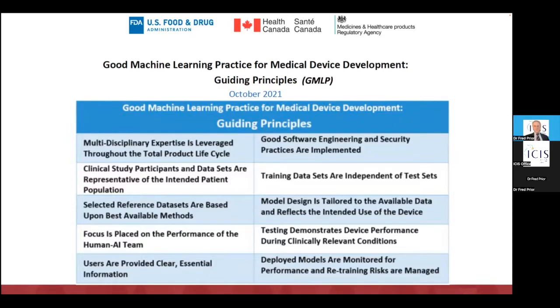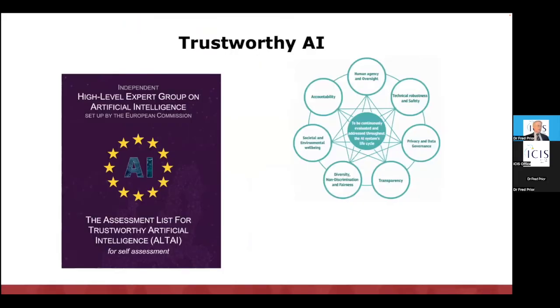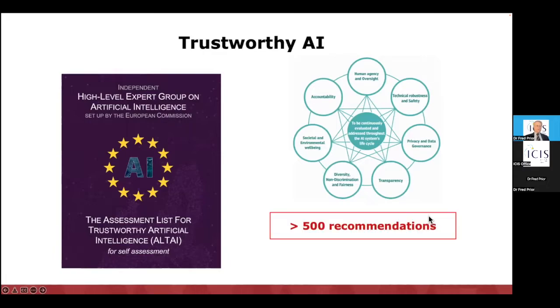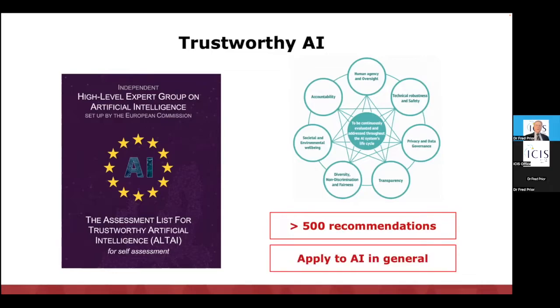So the inverse is true in the Trustworthy AI program that the EU launched, in which they're looking through this entire life cycle, as I've already mentioned, and have established a whole set of requirements that include accountability, robustness, dealing with privacy and data governance. And in their case, they've created over 500 detailed recommendations for developers to meet. And these apply not just to imaging, but to all AI products, much as the SAMD approach for the FDA applies to all medical products that contain an AI or machine learning component.